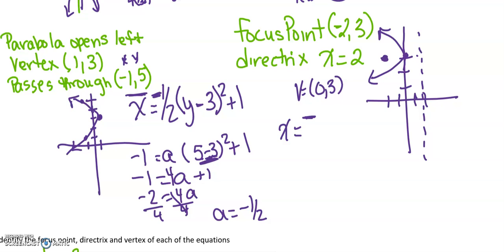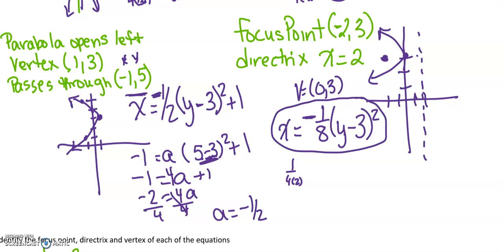Let's find our a. The distance between the vertex and the focus point is 2 units. So 1 over 4 times 2, which is 1/8. Then our y, we're going to put our y of the vertex, which is 3. And then we didn't go anywhere on the x, so we don't have a plus anything. So this would be the equation for this situation.